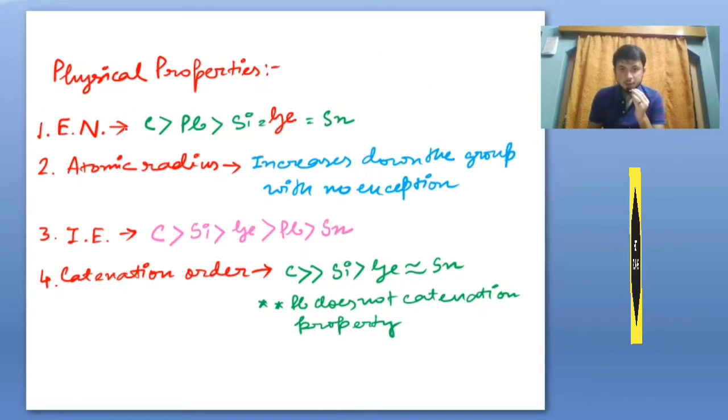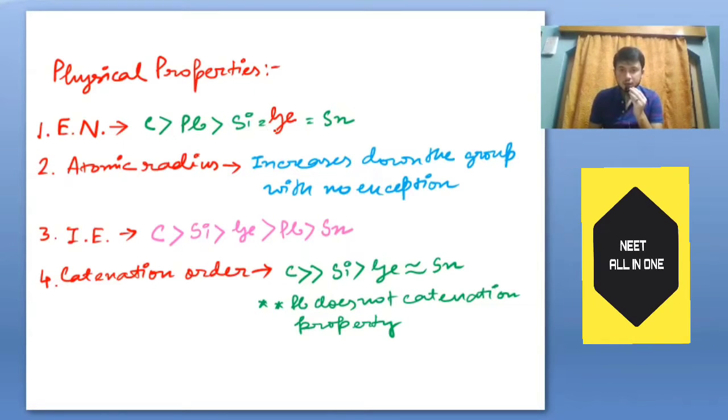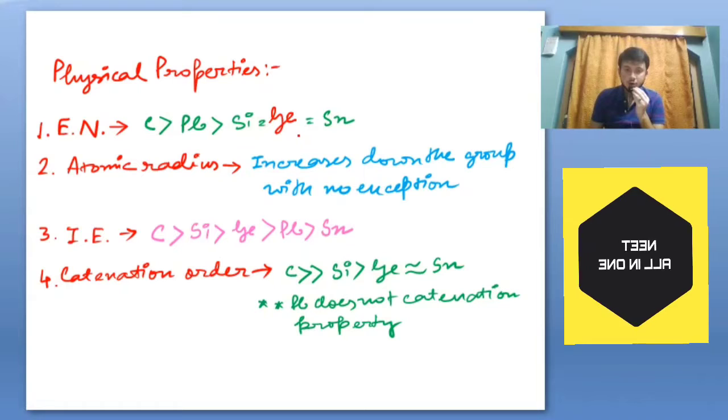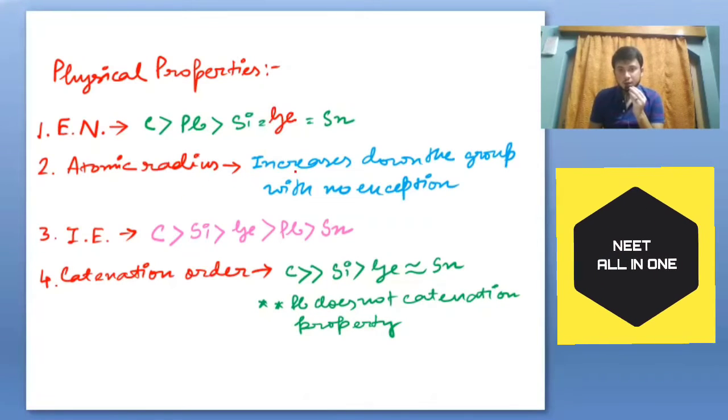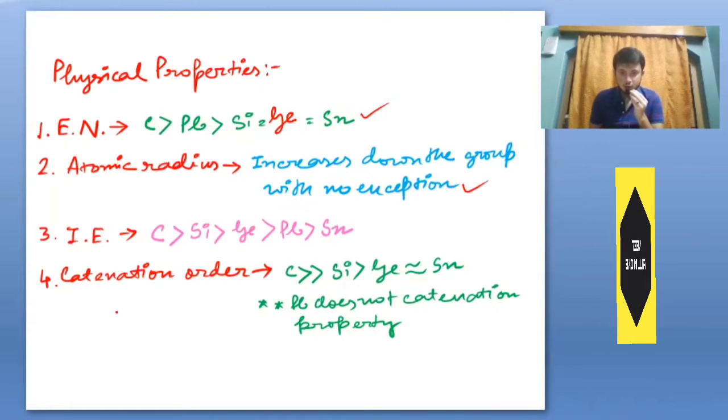So let us discuss the physical properties, that is electronegativity first. That is carbon greater than Pb greater than Si equal to Ge equal to Sn. Now atomic radius increases down the group with no exception. But in electronegativity there was an exception, but in atomic radius there was no exception.